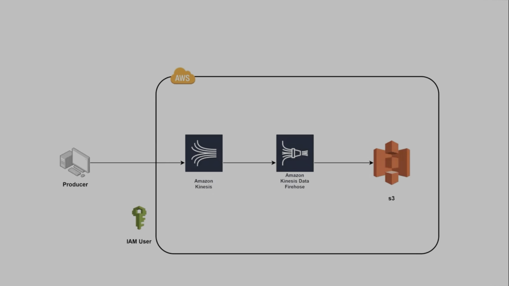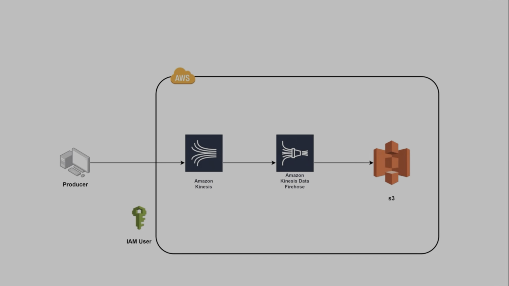So let's get into the practical now. Here we are going to ingest the data on a real-time basis, for which we are going to use three different Amazon services. One is Amazon Kinesis, then Amazon Kinesis Data Firehose, and S3 buckets, which stands for Simple Storage Service. For real-time ingestion of data, Amazon provides a service called Amazon Kinesis.